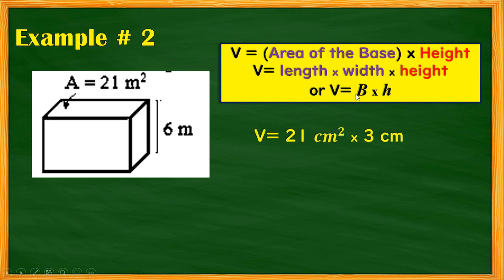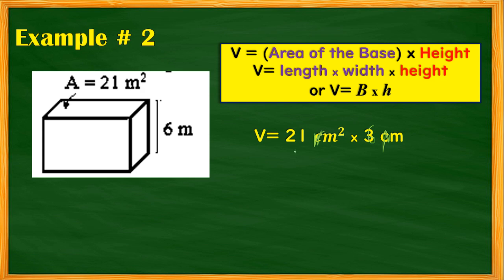So let's substitute this one. Volume is equal to B. Capital B means the area of the base, multiplied by the height. So capital B is the area of the base. This would be 21. This would be meter, not centimeter, so let's remove the other one. So this would be meter and this would be meter. So 21 square meter multiplied by 6.